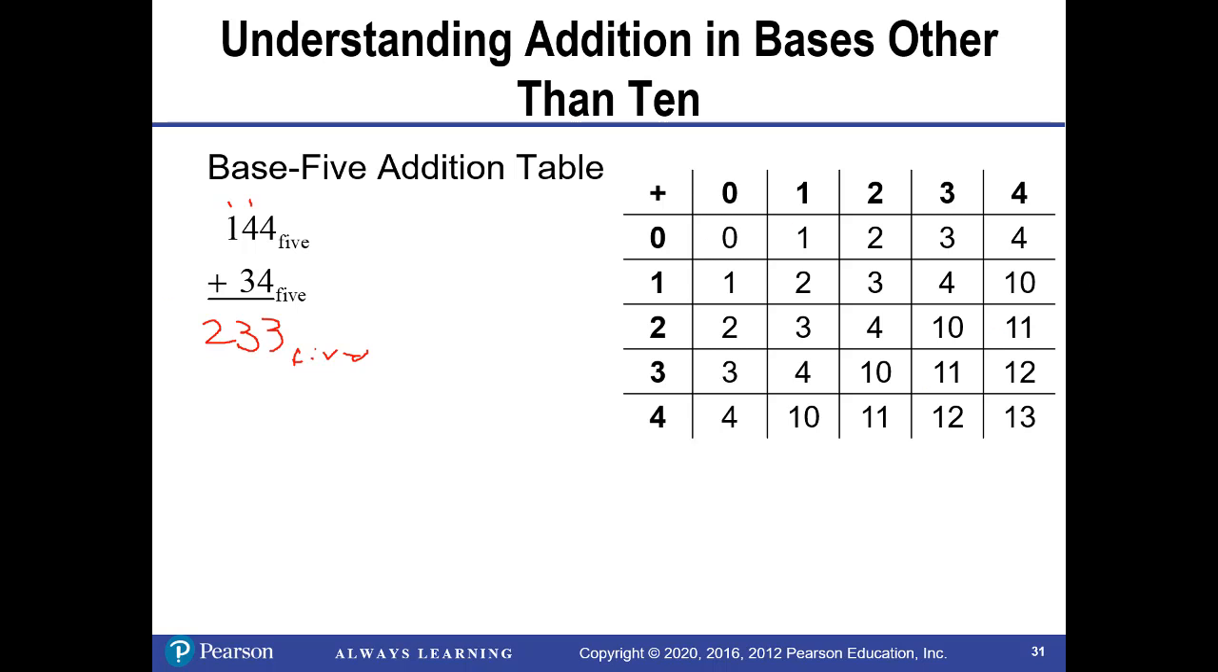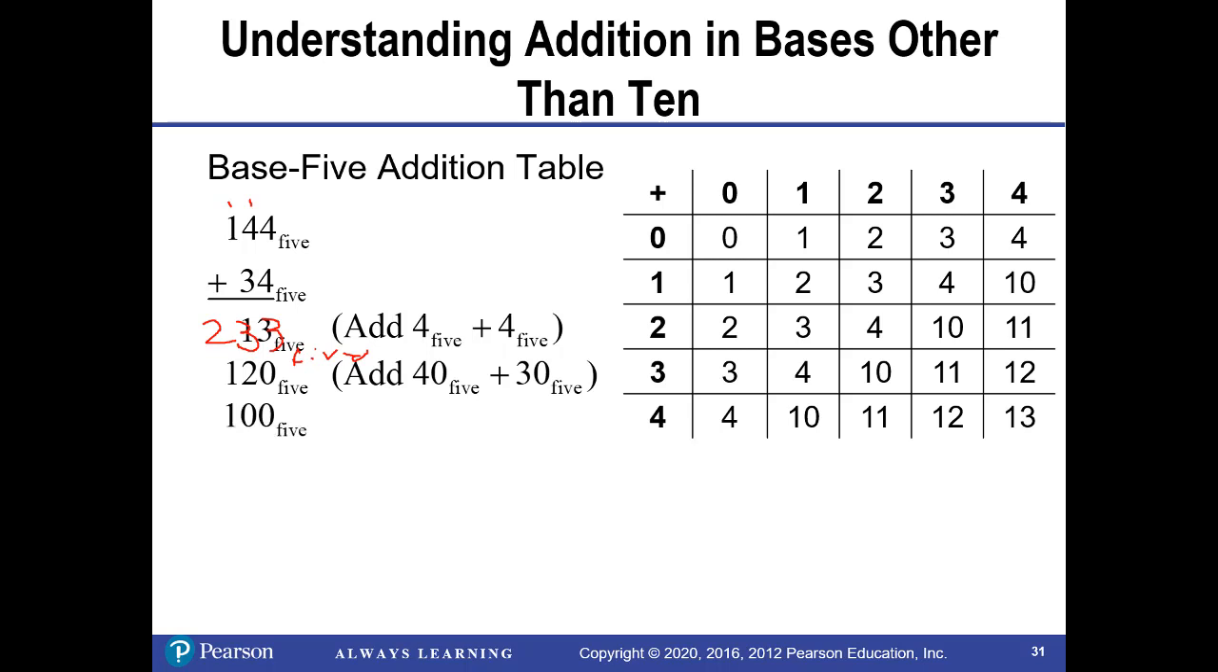Okay. Let's go back now to moving the slide so you can pay attention again. So we see how they do that. 2, 3, 3, base 5.